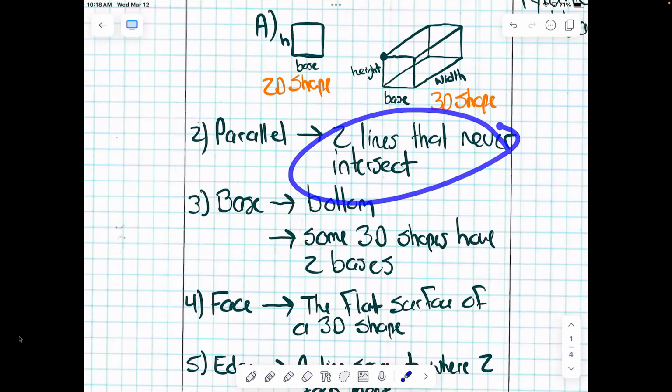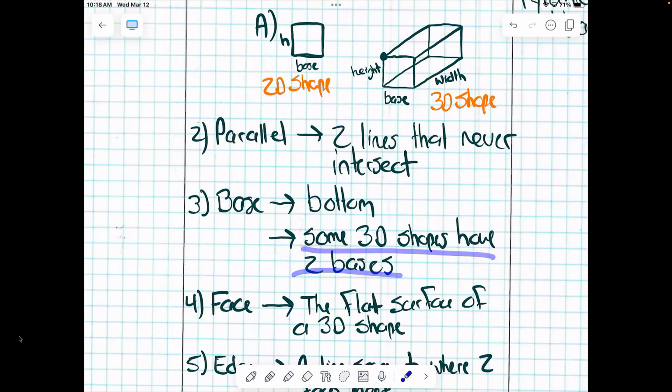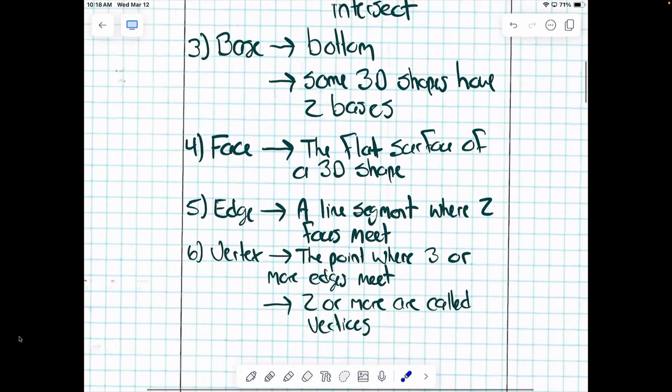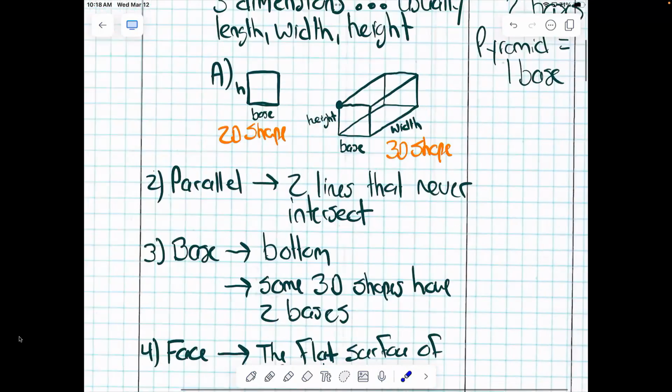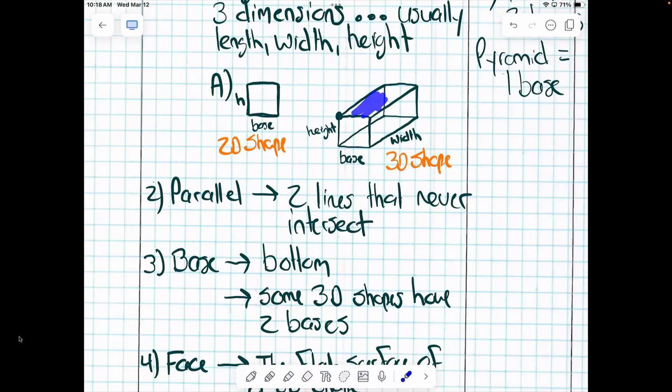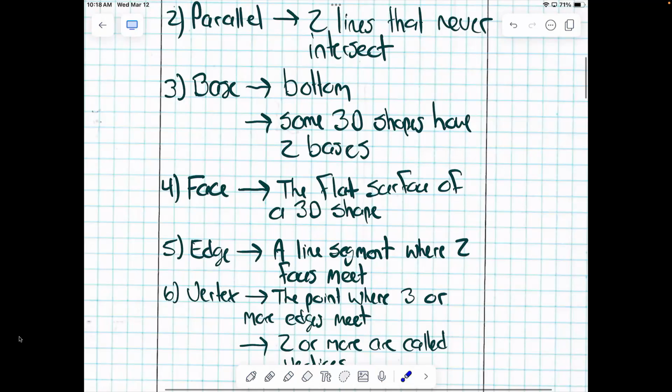Parallel, 2 lines that never intersect. We know that one. Base. Some 3D shapes have 2 bases. Okay, we'll talk about that. Face. The flat surface of a 3D shape. Would this be considered a face? Yes. So it'd be all of the shapes that make up a 3D shape, right?